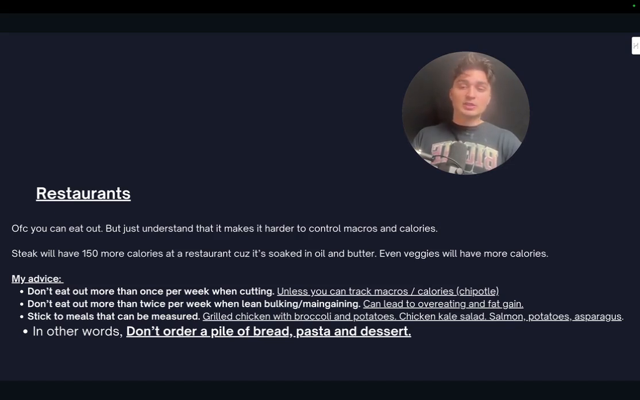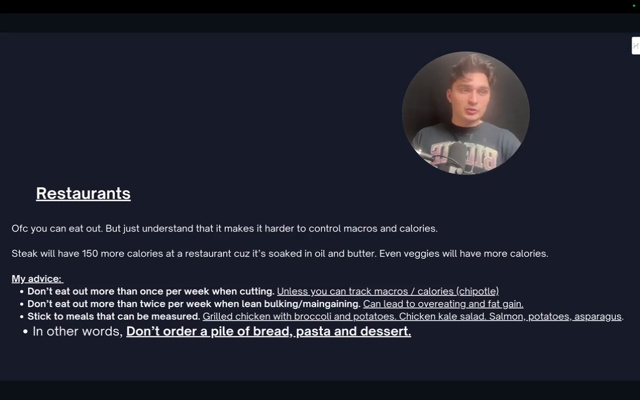So my advice is don't eat out more than once per week when cutting, unless it's at a place where you know how many calories you're eating, you know what the macros are, like Chipotle. And don't eat out more than twice per week when lean bulking or gaining, because this can lead to overeating, which can lead to fat gain. And lastly, stick to meals that can be measured.